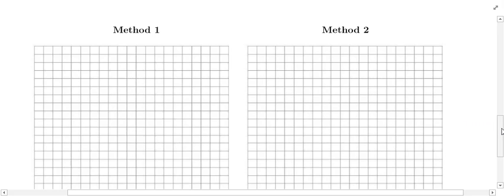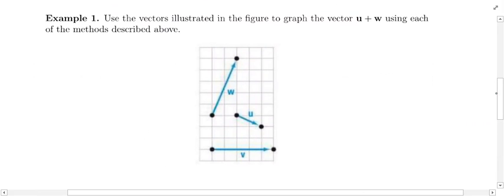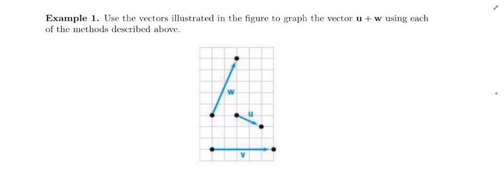Okay, so let's give this a shot. Let's read the directions first. It says, example 1, use the vectors illustrated in the figure to graph the vector u plus w using each of the methods described above. Okay, so we're doing u plus w.